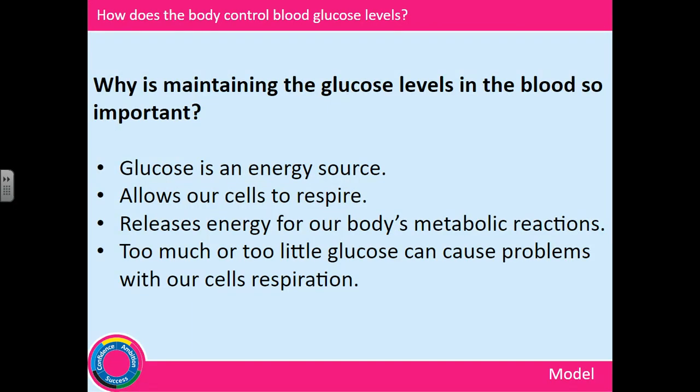Okay, so why is it important to maintain glucose levels in our blood? Glucose is used as an energy source, and it actually allows our cells to respire. Our cells use it to produce energy. The energy is then used for our body's metabolic reactions and also for our physical reactions. Too much or too little glucose in our blood can actually cause problems with our cells' respiration. So it's really important that the level is maintained.